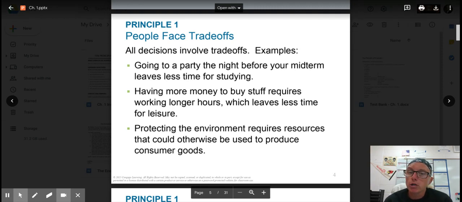So going to a party the night before your midterm leaves you less time for studying. Having more money to buy stuff makes you work longer hours, which means that you have less time to chill out. Protecting the environment, you're using stuff that could be used for other things.